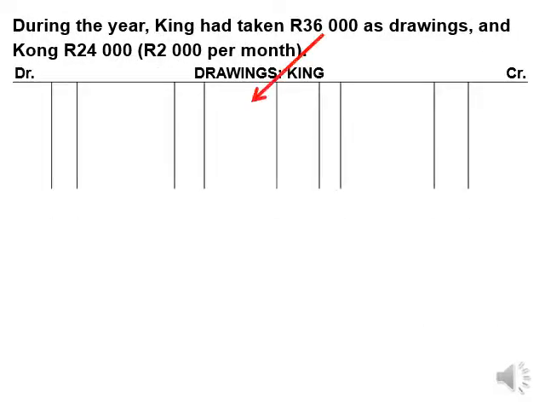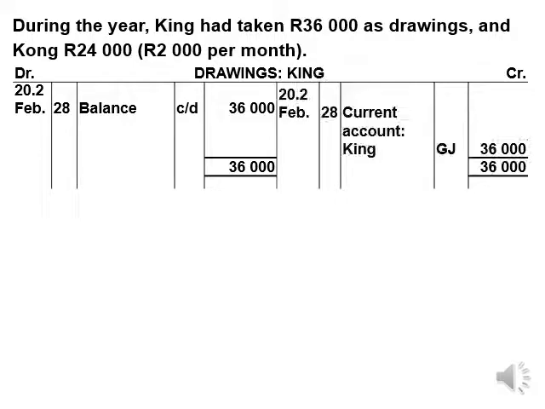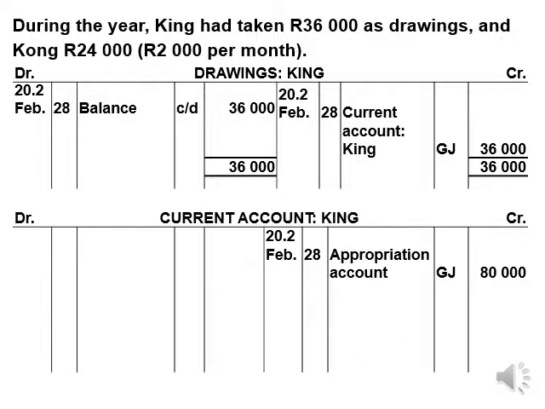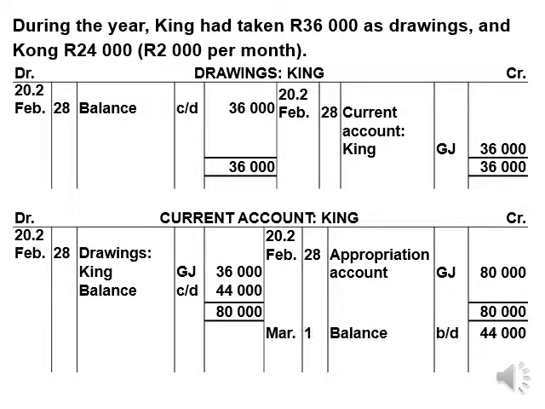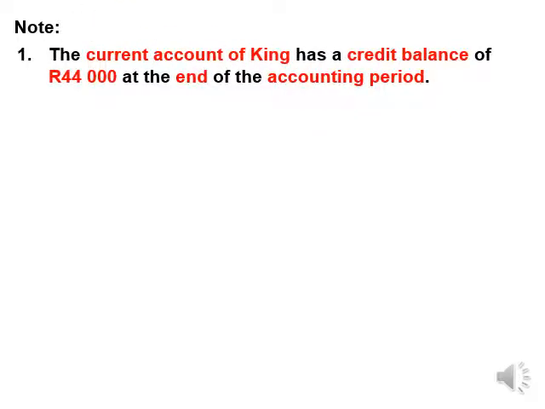So the drawings account of King had 36,000 in it. After the transfer, it will be 0. We will credit it with the 36 and we will debit the current account of King with 36. Which now means that the current account of King will have a balance of 44,000. So please note, the current account of King has a credit balance of 44 at the end of the accounting period.